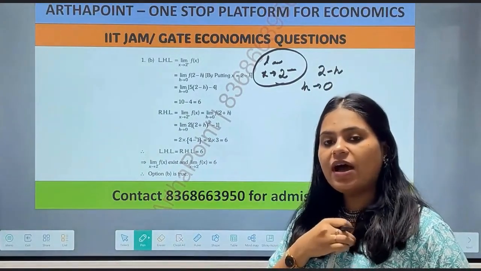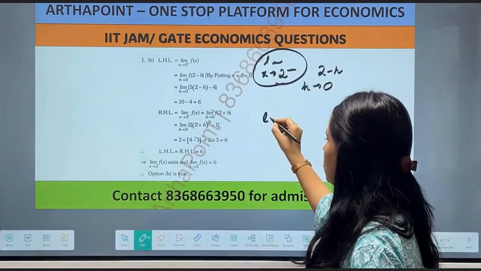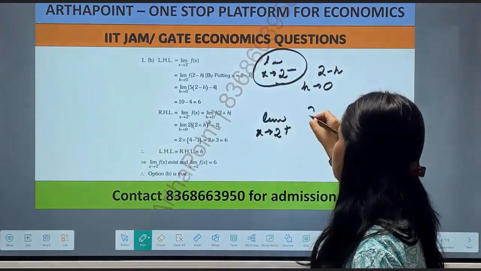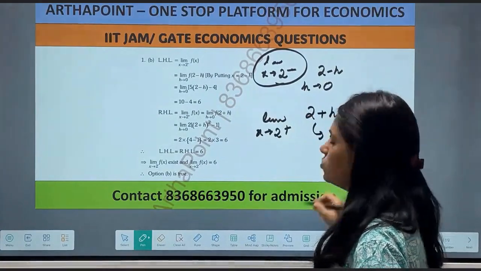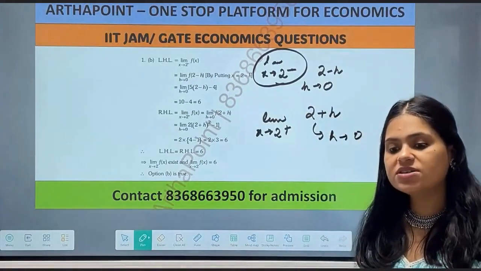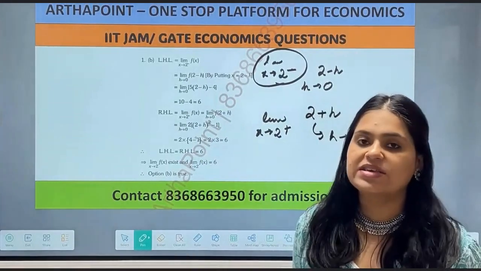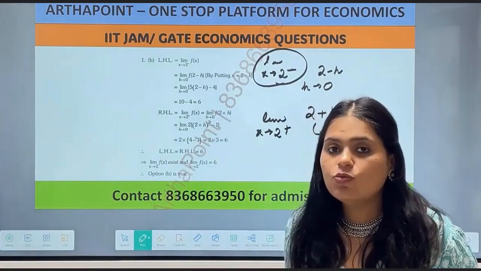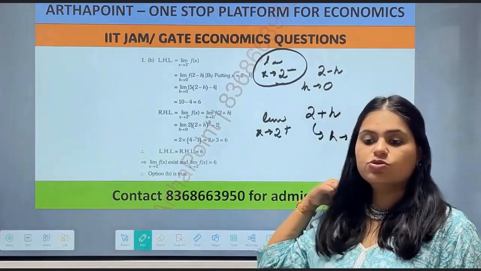And beta, wherever I have the right hand limit, I will convert it into limit x tends to 2 plus, and I will just replace it with 2 plus h, and then it will become h tends to 0. So those are my first steps that I have to do. Always first check whether limit exists or not. If limit exists, then you will put that x in the function and find the limit. Okay, beta? So we need to check that first.